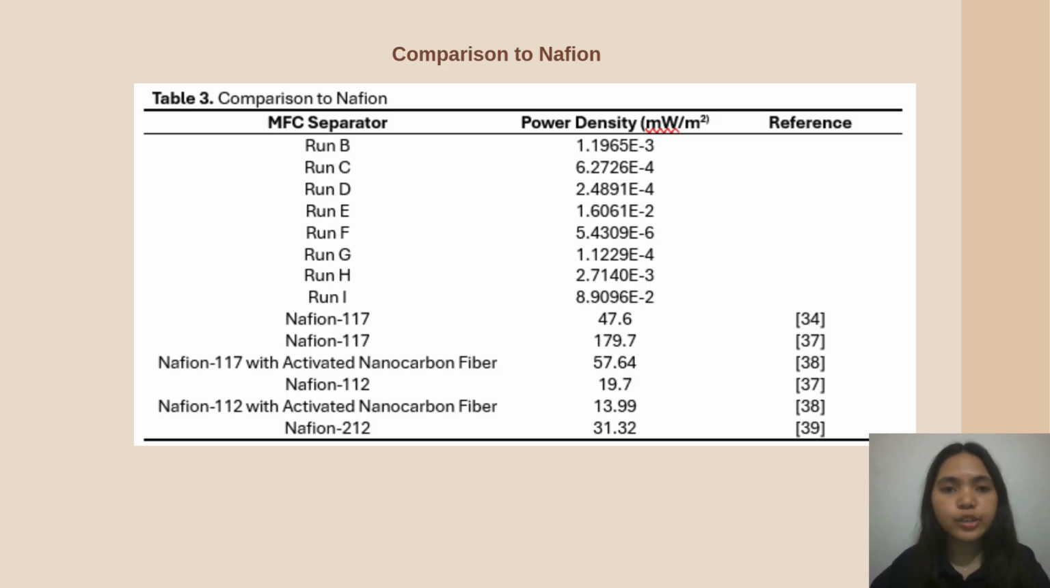Nafion's excellent ion exchange properties resulted in higher power densities in MFCs compared to 3D printed separators. Run I achieved the highest power density among the 3D printed separators, but it was still much lower than Nafion 117 and other variations of Nafion. Other 3D printed configurations performed even worse, showing that Nafion membrane outperformed the 3D printed separators overall.